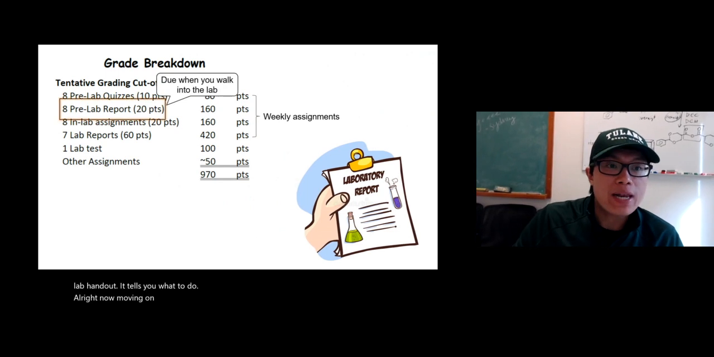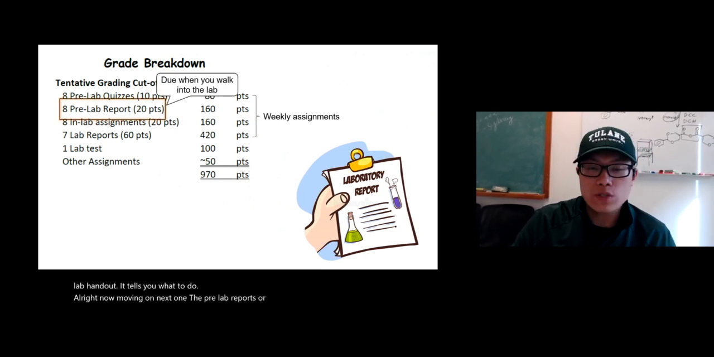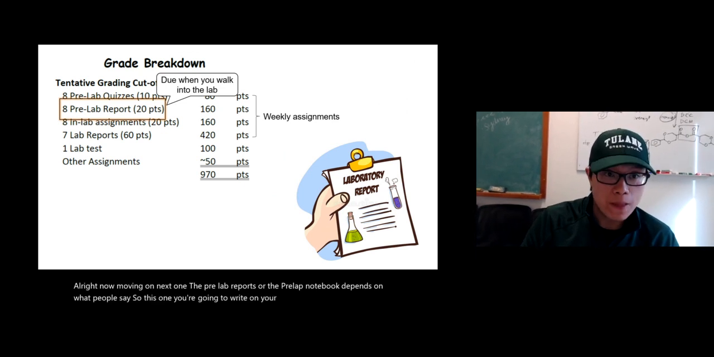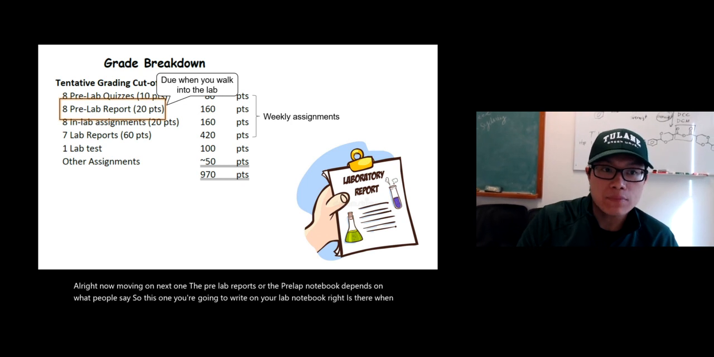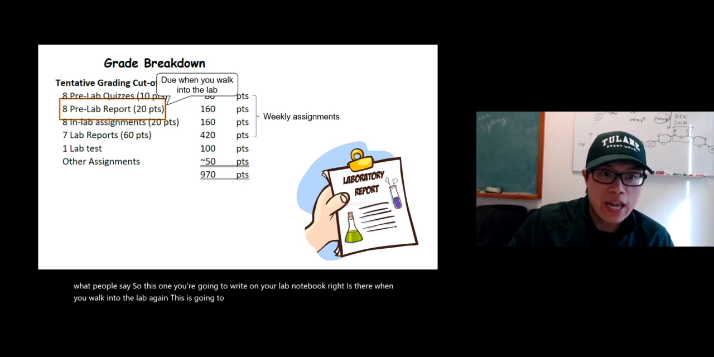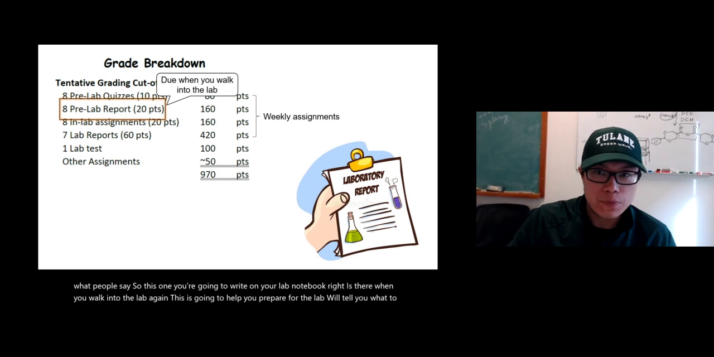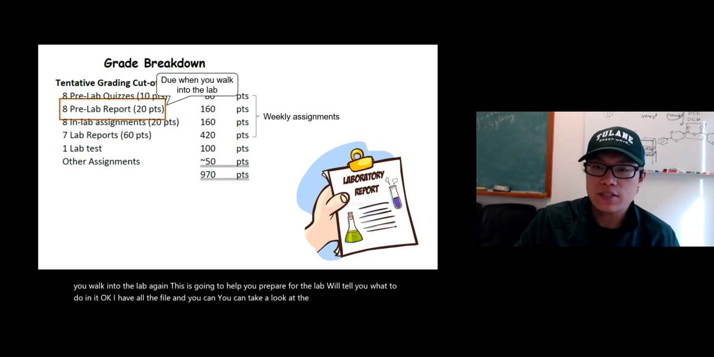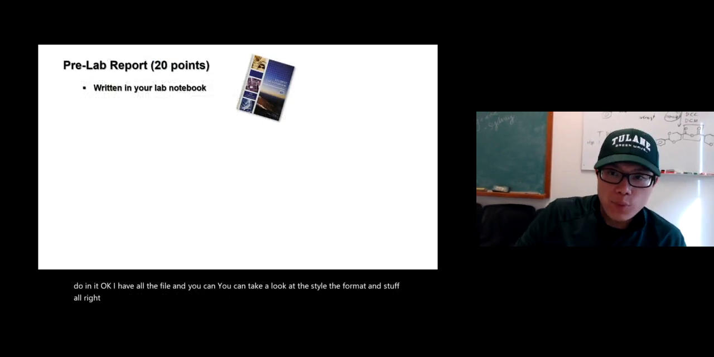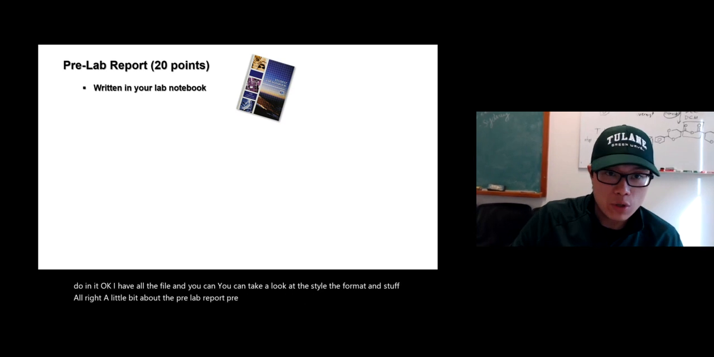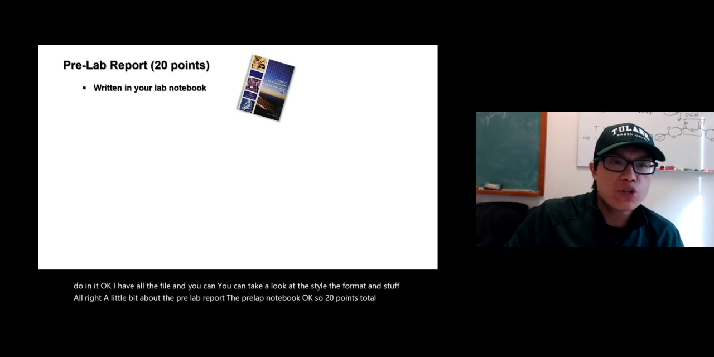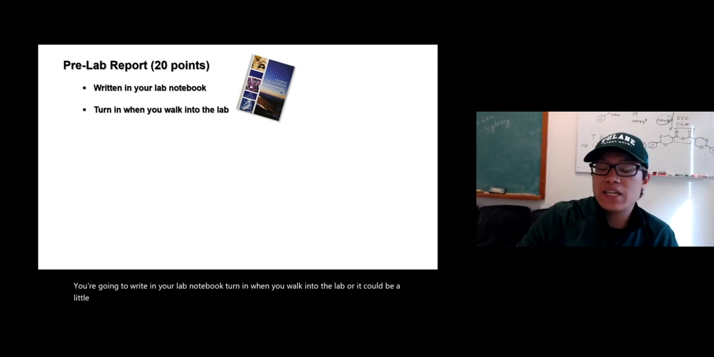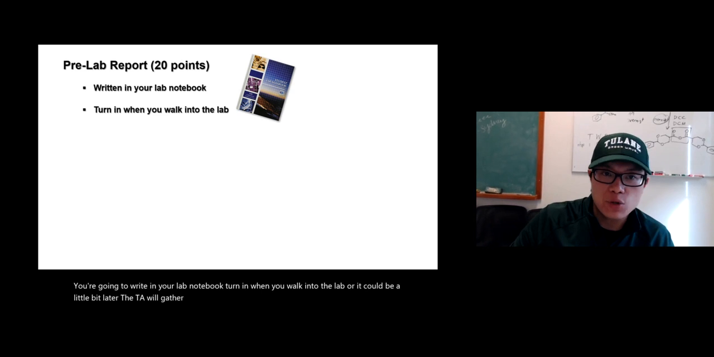Next one, the pre-lab reports, or the pre-lab notebook, depending on what people say. This one you're going to write in your lab notebook, and it is due when you walk into the lab. Again, this is going to help you prepare for the lab. It tells you what to do in it. I have all the files; you can take a look at the style, the format, and so on. It's 20 points total each, 8 total. You write in your lab notebook and turn it in when you walk into the lab, or it could be a little bit later. The TA will gather all your pre-labs later.